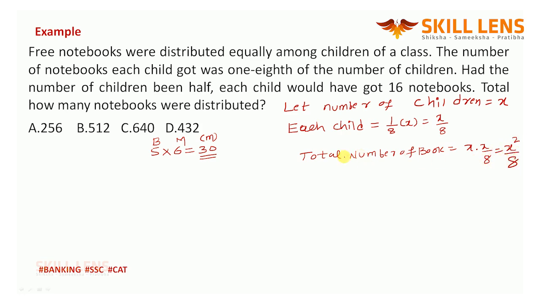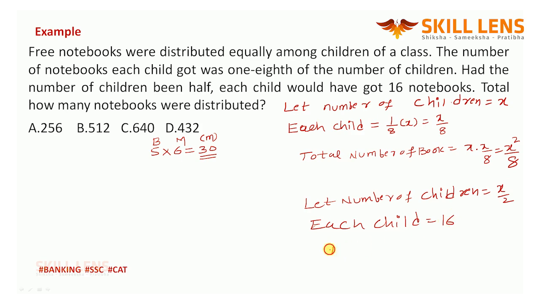Yes. So now what happened to the number of children? Let the number of children be half, which is x by 2. Now each child is getting how many books? Each child here is getting 16 books.